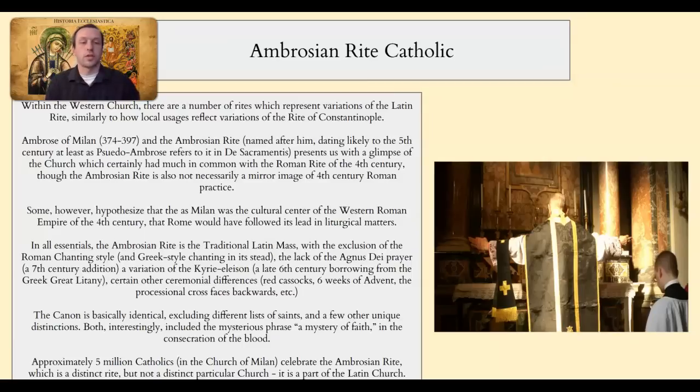In all essentials, the Ambrosian Rite is the traditional Latin Mass, with the exclusion of the Roman chanting style, and it has a Greek style of chanting instead.